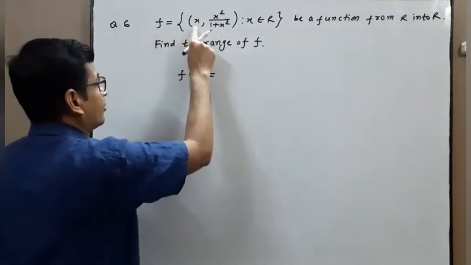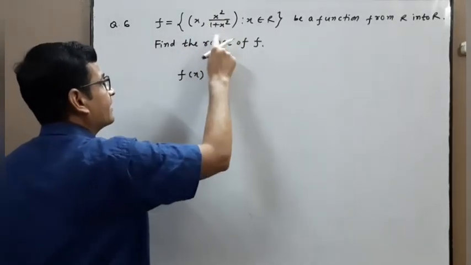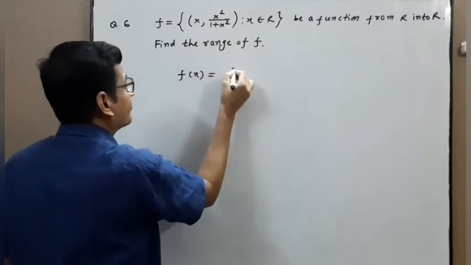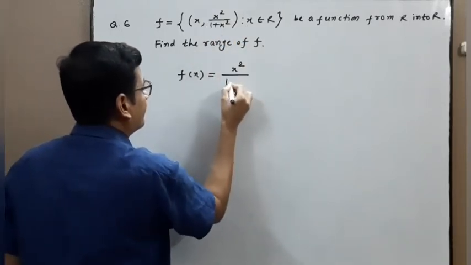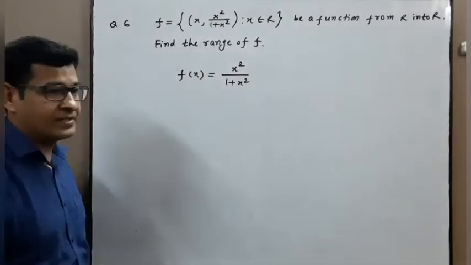f equal to the set of ordered pairs, where the first element is x and the second element is y. Y means f(x), so the second element is f(x), which is x square upon 1 plus x square. Now find the range of this function.